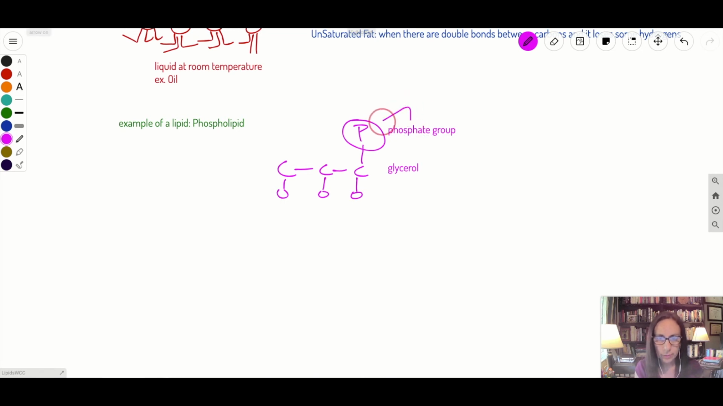I'm just going to put an arrow here. And so this phosphate group is attached to the 3rd carbon in the glycerol. And then the phospholipid has fatty acid tails, and almost always it has a double bond. So I'm just going to put it like this. It's kicking up because it has a double bond here. That's a double bond. Let me redraw that real quick.